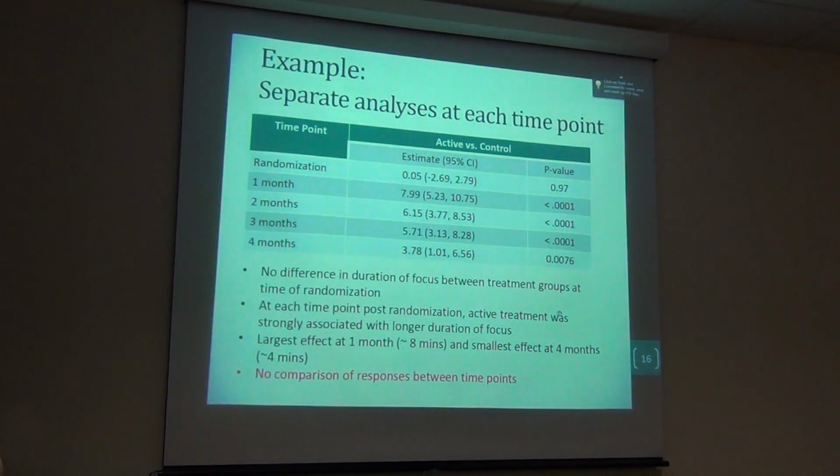Question. I'm sorry, I think I missed this. So these are the delta. This is what, like 7.99? Right. So for this particular model, it means the delta, the estimated difference for the entire group, or the average delta for each person? It's the average difference between the active group and the control group. Okay. And this is done separately for each time point.